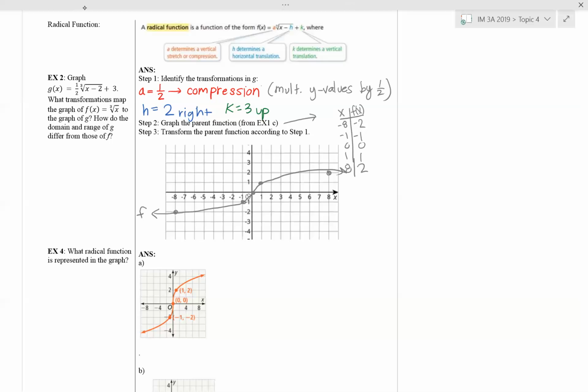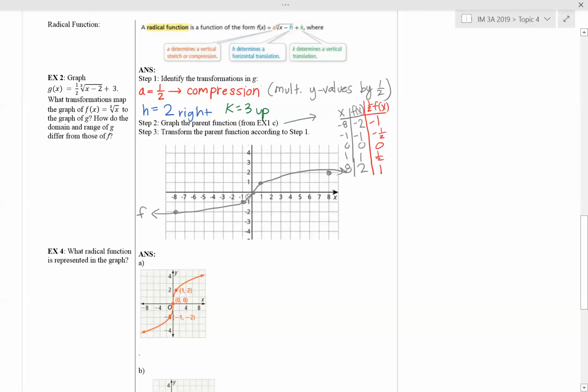Remember that with the compression, what we're going to graph next is, instead of using those y values for f of x, we're going to multiply them by 1/2. So we're going to take half of -2. So half of -2 is -1. Half of -1 is -1/2. Half of 0 is still 0. Half of 1 is 1/2. And then half of 2 is 1.